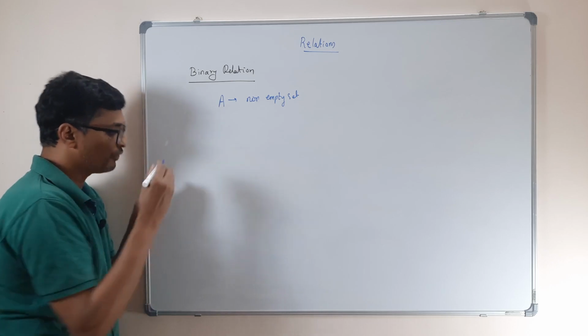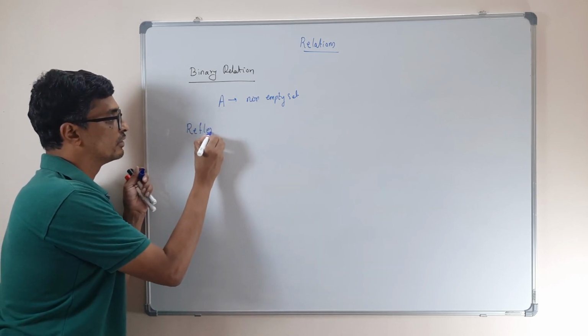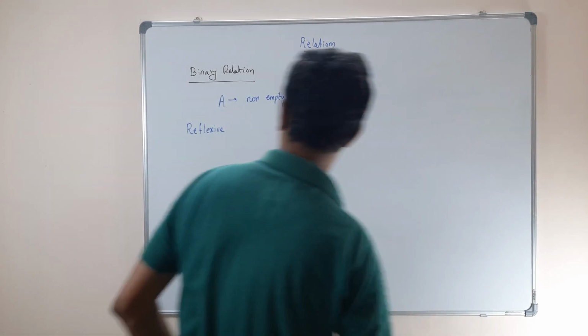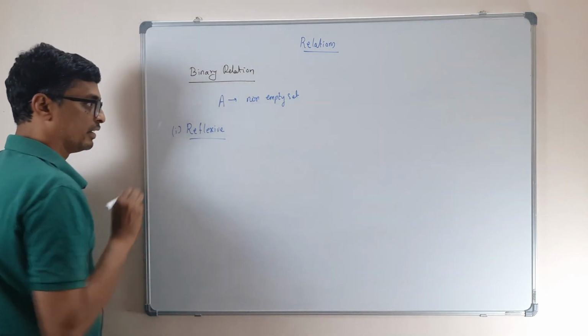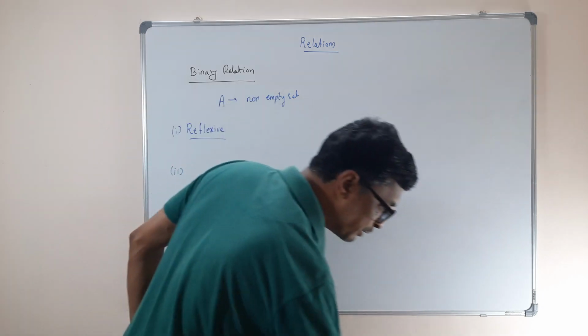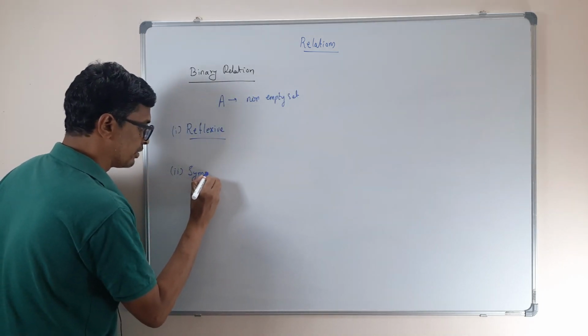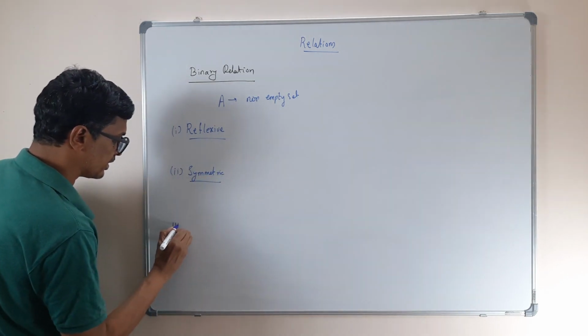Now that binary relation can be categorized into three important properties. The first one is called reflexive. The next one is symmetric, and then transitive.